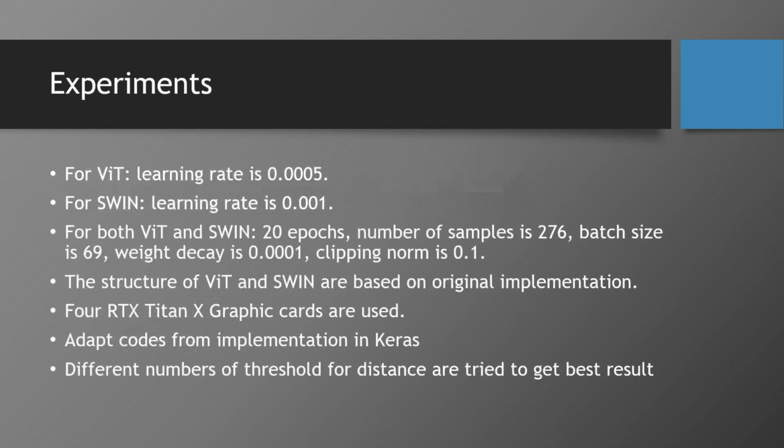So here are some experiment numbers we use. For ViT, we use a learning rate of 0.005. For Swin, we use a learning rate of 0.001. For both ViT and Swin, we train our model for 20 epochs. The number of samples is 276. The batch size is 69, the weight decay is 0.001 and the clip norm is 0.1. For the structure, we don't change the parameters or structures of the original ViT and Swin. And we use 4 RTX Titan X graphics cards to train our model.